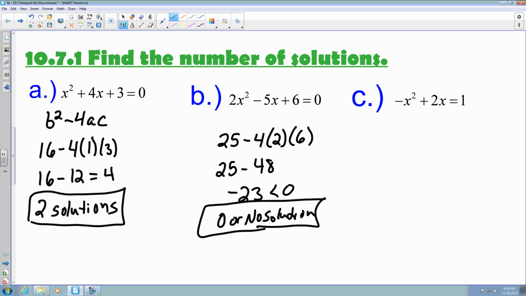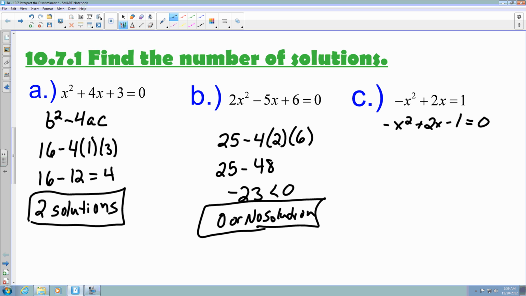Let's look at C. So first off, let's put it in ax squared plus bx plus c form. So I'm going to move that 1 to the left side of the equal sign. So it gives me a negative x squared plus 2x minus 1 equals 0.